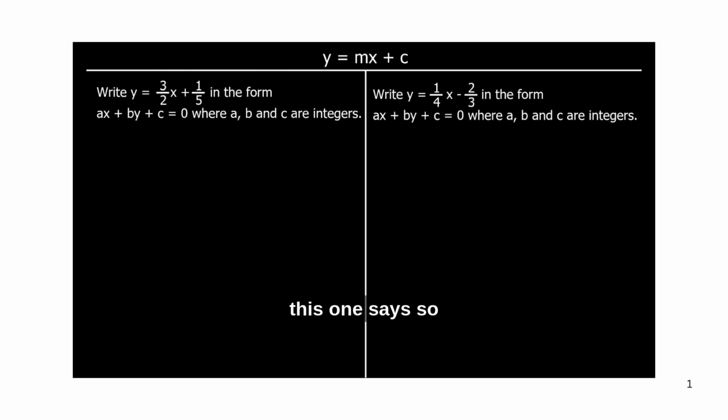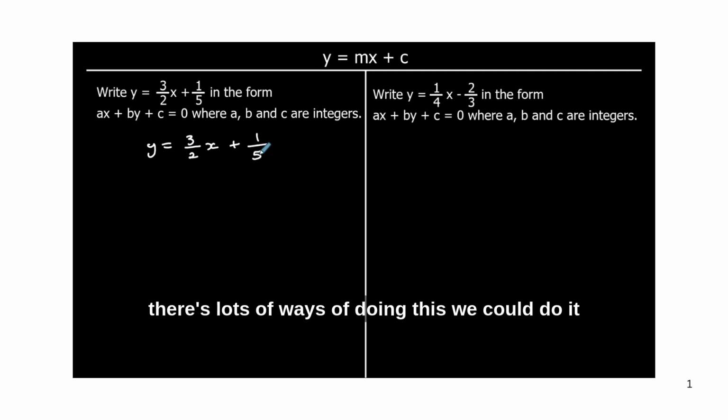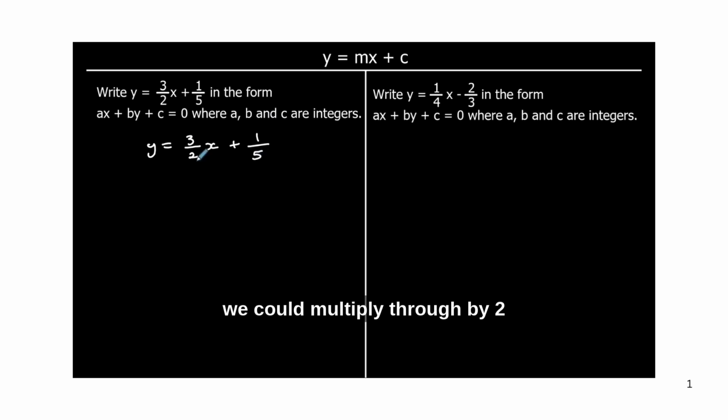This one says, so we're going the other way. We've got it in the form y equals mx plus c, and we need to write it in the form ax plus by plus c equals 0, where a, b, and c are integers, whole numbers. So we've got y equals 3/2x plus 1/5. There's lots of ways of doing this. We could do it step by step. So we could multiply through by 2, double every term, and multiply through by 5 in 2 separate steps, which I'll do. But you could do it in one step by multiplying by 10. I'll just do one at a time.